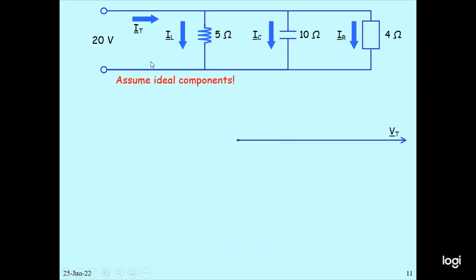So you have to draw the phasor diagram. In this case, we draw the phasor diagram. The IR is 20 divided by 4 ohm, so you get 5 ampere. So the IR current is 5 ampere. The IL current is 20 divided by 5, which is 4 ampere.